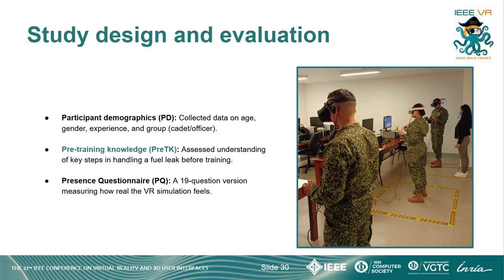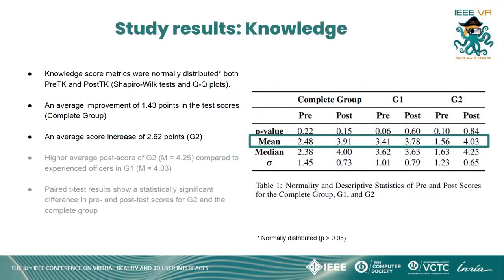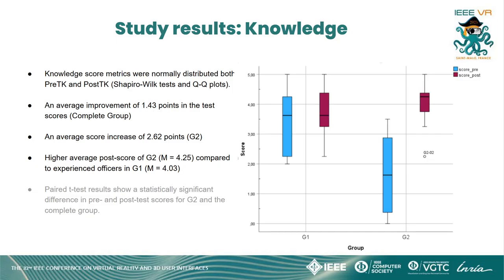To achieve this, training performance was assessed using six questionnaires: participant demographics, pre-training knowledge, presence questionnaire, workload questionnaire, post-training knowledge, and usability questionnaire. According to the Shapiro test and QQ plots, the knowledge score metrics follow a normal distribution in both pre and post test. Descriptive statistics also show an average improvement of 1.42 in the overall group. It is important to highlight that Group 2 showed a greater improvement, with an increase of 2.62 points and a higher post score of 4.25 compared to experienced officers in Group 1.